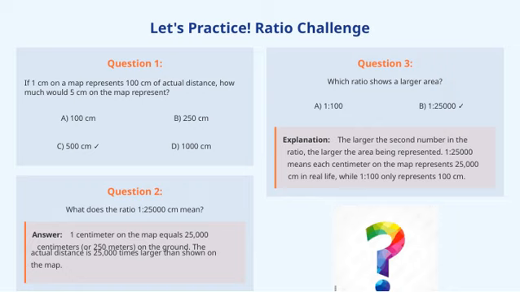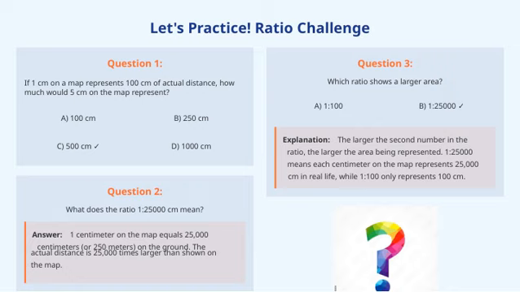Moving on to question 2. What does the ratio 1:25,000 mean? This ratio tells us that 1 centimeter on the map corresponds to 25,000 centimeters, or 250 meters, on the ground. So, the actual distance is 25,000 times larger than what we see on the map. It's a way to understand the scale of the map compared to real life.